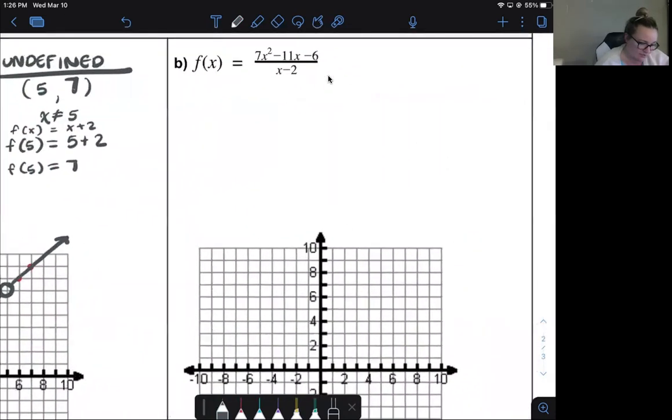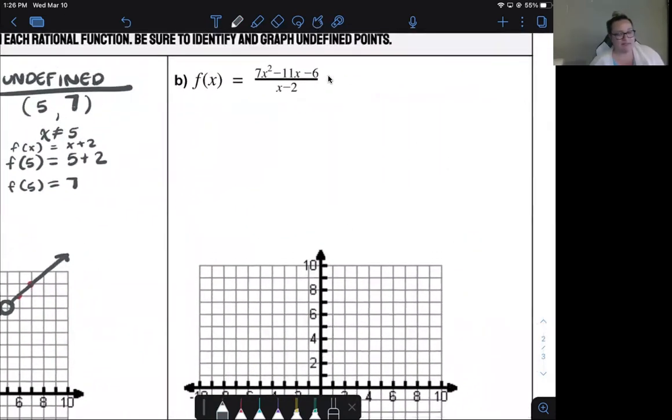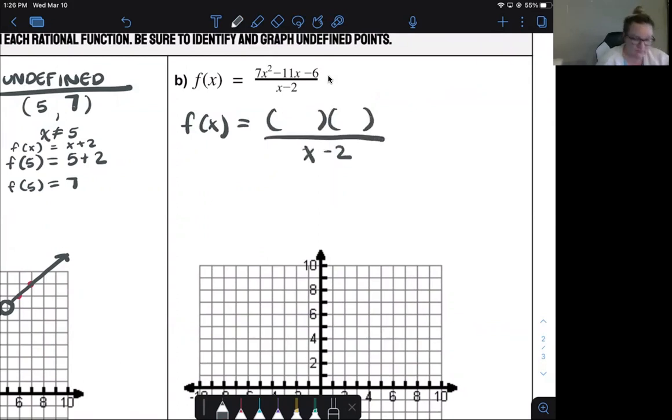All right, part B, 7x squared minus 11x minus 6 all over x minus 2. So now we need to graph this function. So again, you're going to factor what you can, simplify, and then graph your linear function. Go ahead and factor that numerator on your own.